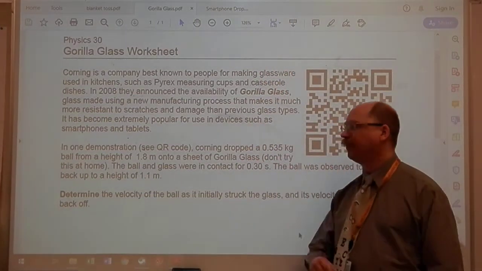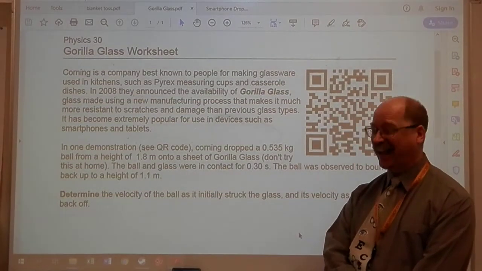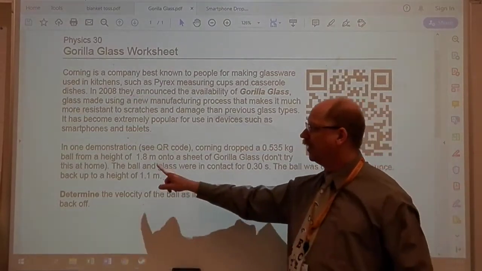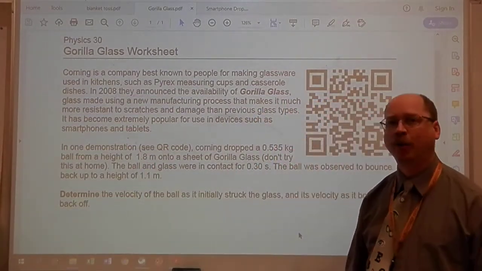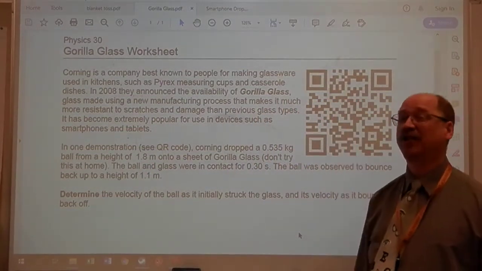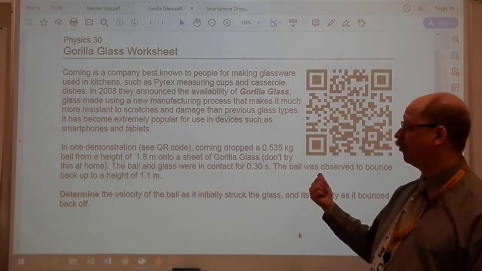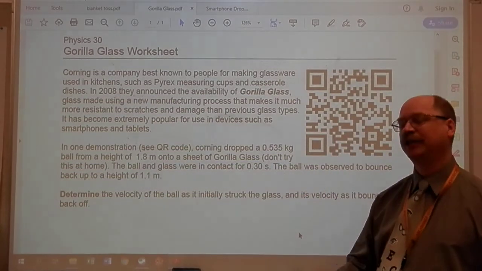The ball is 0.535 kilograms. That's actually a pretty significant mass. Half a kilogram is nothing to laugh at. And they drop it from an initial height of 1.8 meters. That's almost as tall as the roof in the classroom. So substantial height and pretty big mass hitting this piece of glass.